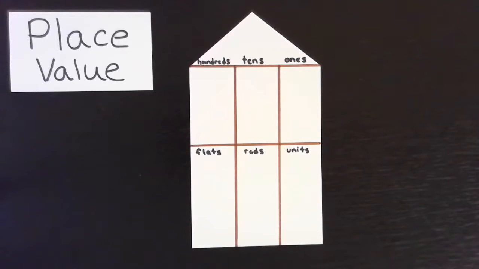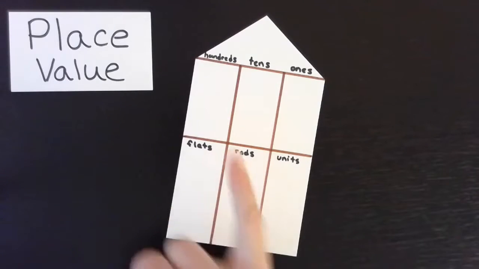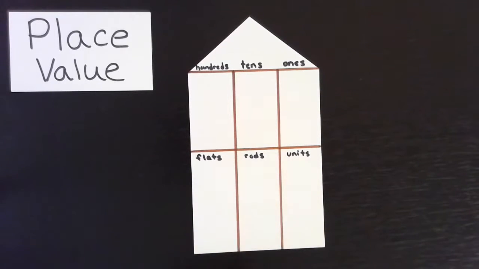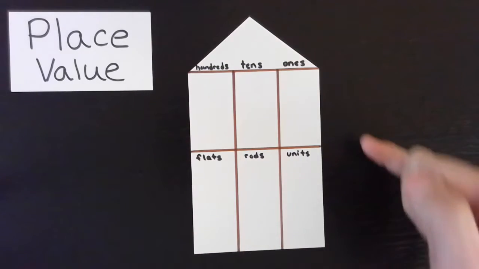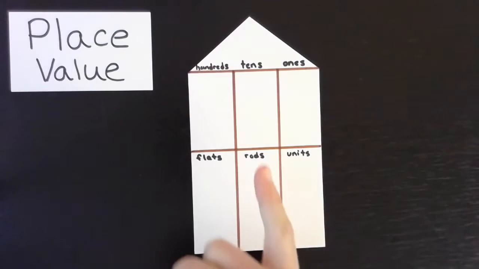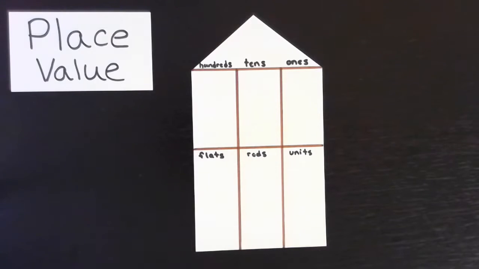Continuing on with our discussion about place value, I'd like to introduce you to the place value house. You can see that in this house there are 3 rooms. Now it actually has many more rooms going on in this direction, but we're just going to be focusing on these 3. The one on the right is the ones value room. Then we have the tens, and then we have the hundreds.